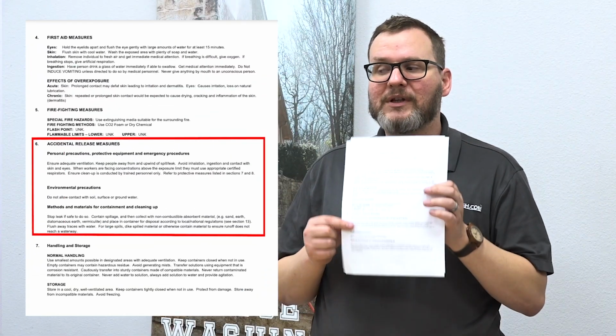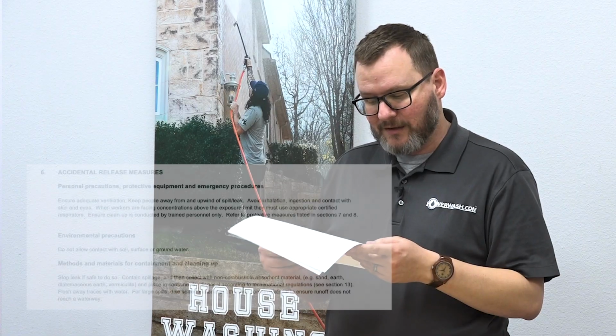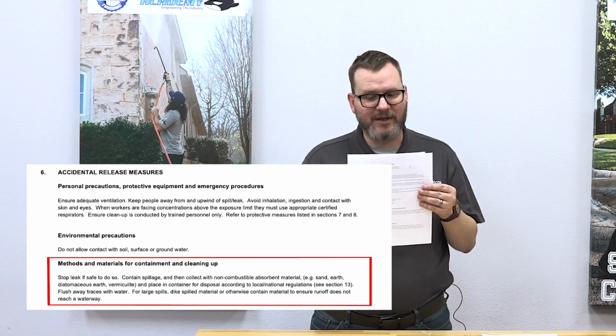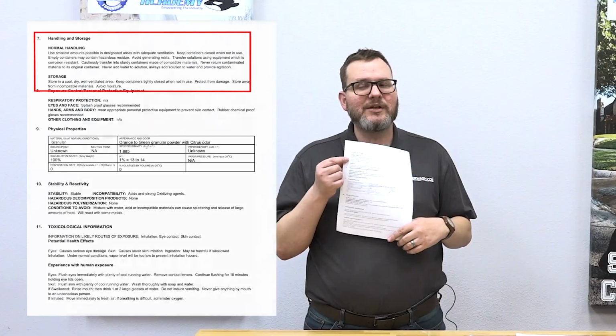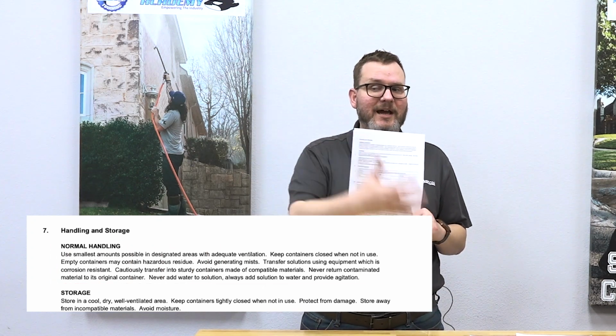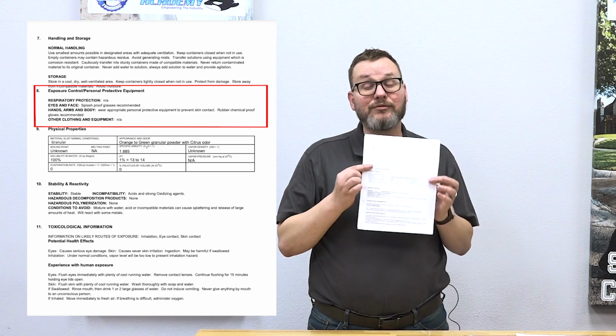And then section 6 is accidental release measures. So if this happens to spill or get into groundwater, it talks about personal protection and how to contain the product. Section 7 talks about handling and storage. So how to transport the chemical, how to use the chemical, and how to store the chemical while it's on a shelf. Section 8 talks about exposure control, how to mitigate your risk when you're using a chemical.